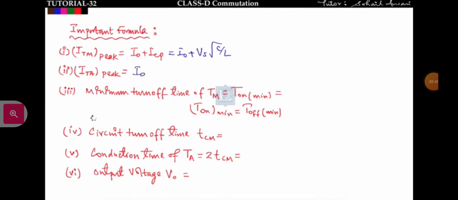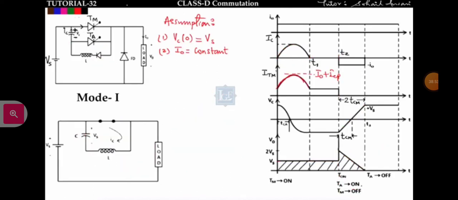Now the third point is the minimum turn off time of TM, the main thyristor. We have to find the minimum turn off time. See, here I am triggering the auxiliary thyristor at this time T2. When I trigger the auxiliary thyristor at this time, then TM, this main thyristor, will go into the reverse blocking mode at this time only. Okay, so what will be the minimum turn off time of the main thyristor?